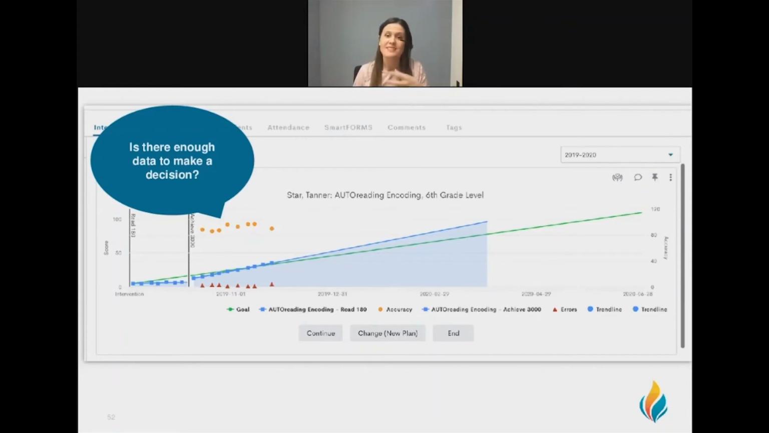We want to have at least 6 data points for us to make a decision. And by decision, I don't mean high stakes decisions, but we want to make sure that we have enough data to be confident in the choices that we're making about the student.